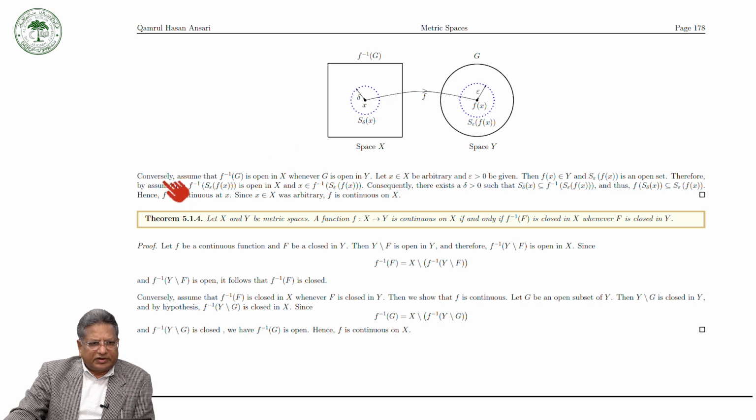So let's take the converse part. Assume that f inverse G is open in X whenever G is open in Y. Then we have to prove that f is continuous. So let x be arbitrary and epsilon be given. Let us take x arbitrary whose image is f of x, and epsilon is given.